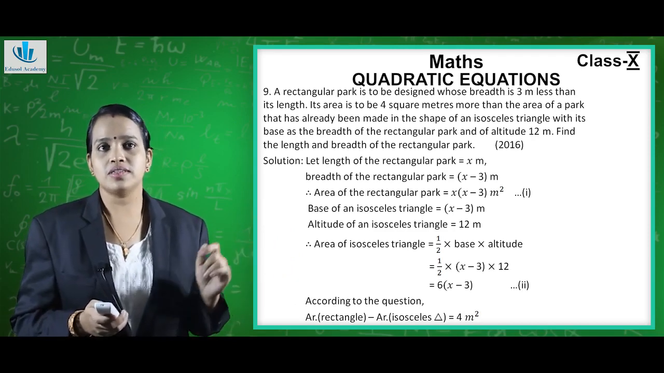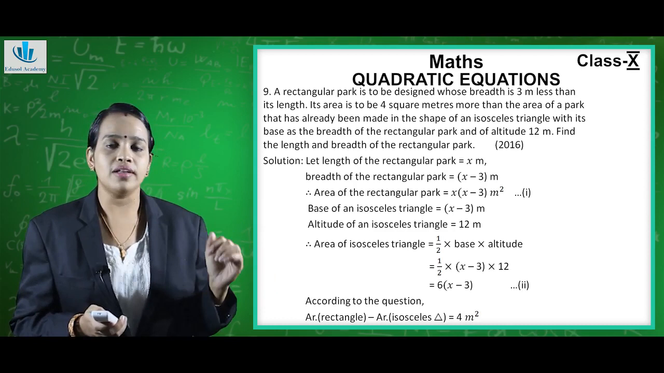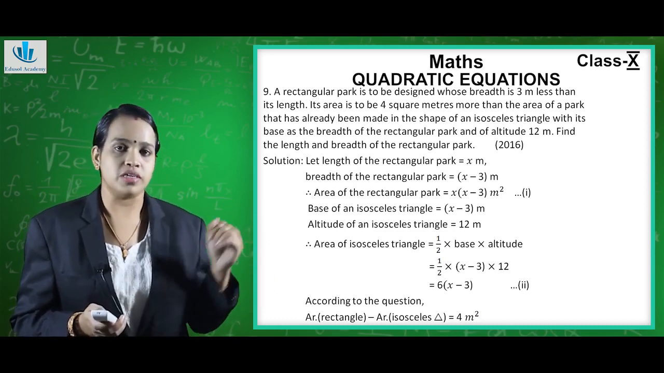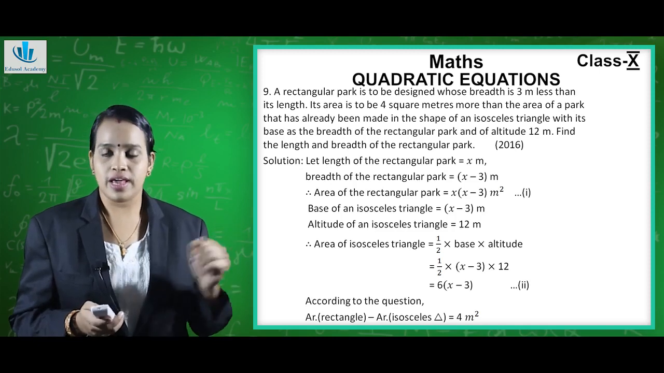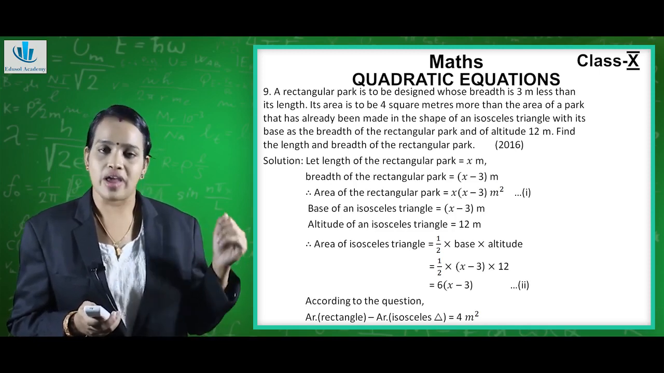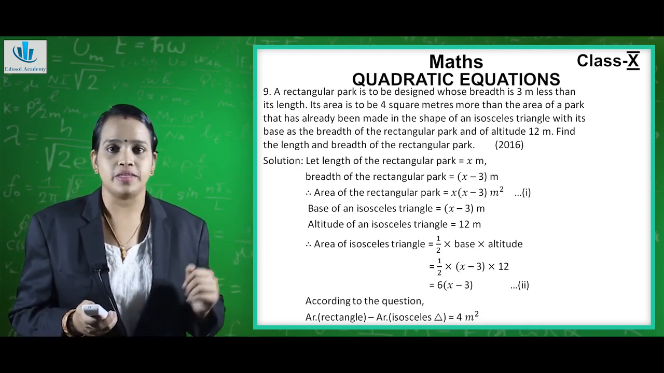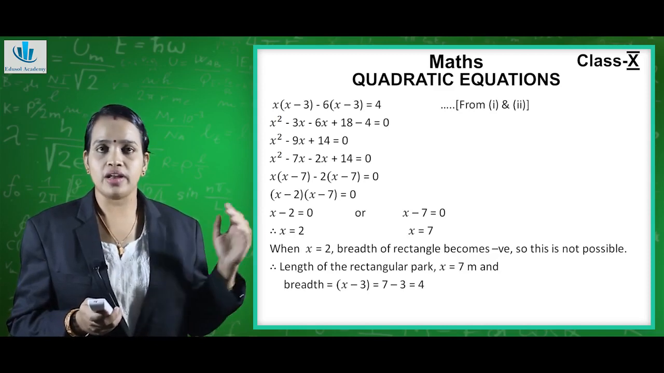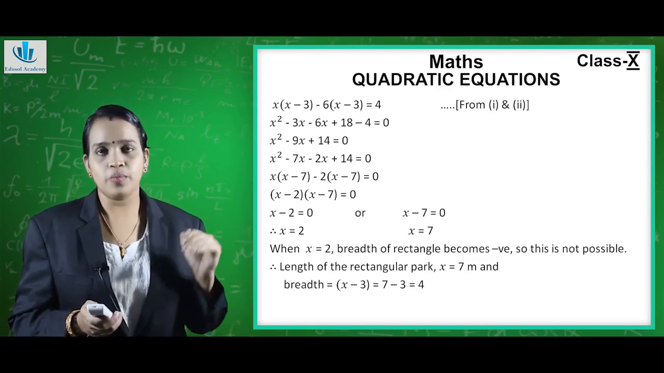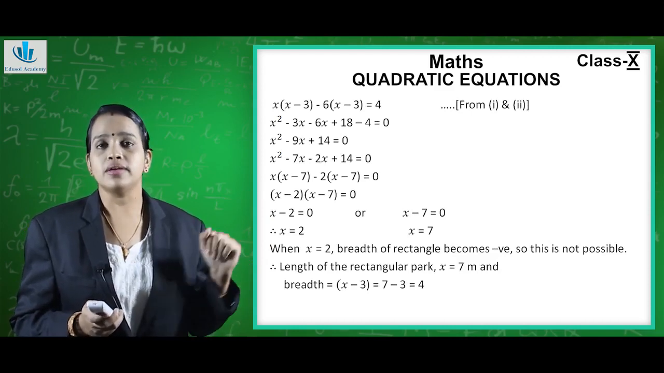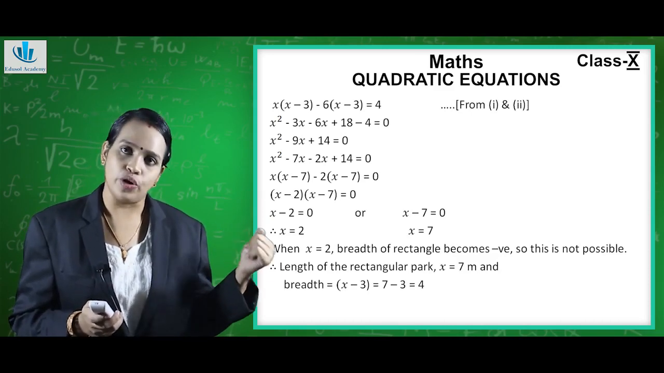Now in the question it is said that the area of the rectangle minus the area of the isosceles triangle is equal to 4 square meter. So we can write it as area of rectangle minus area of isosceles triangle equal to 4 square meter. Now from 1 and 2 we know the area of the rectangle and isosceles triangle, so we can put them over here. So it becomes x into x minus 3 minus 6 into x minus 3 equal to 4.